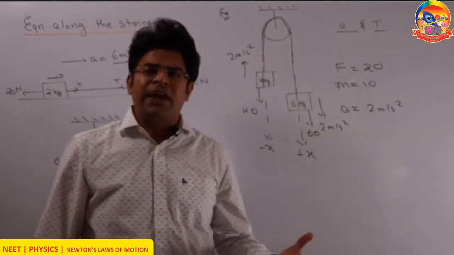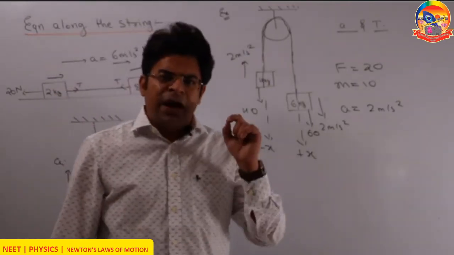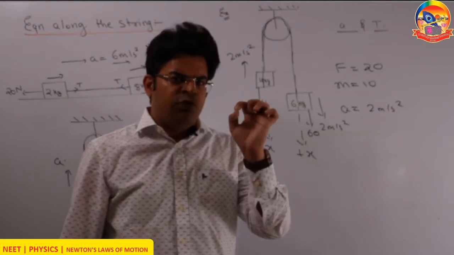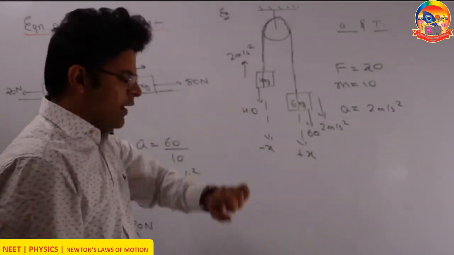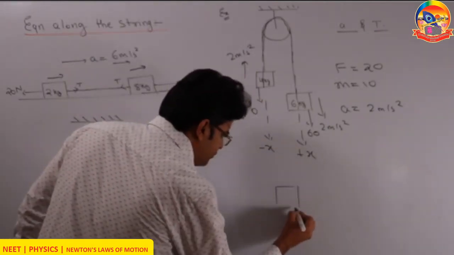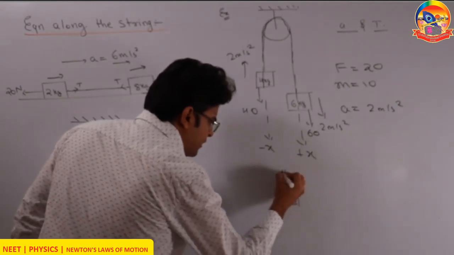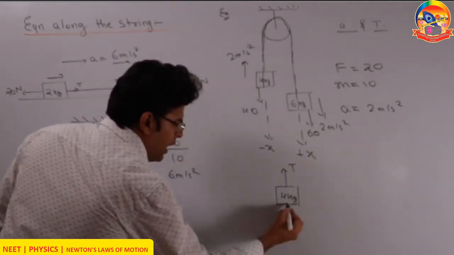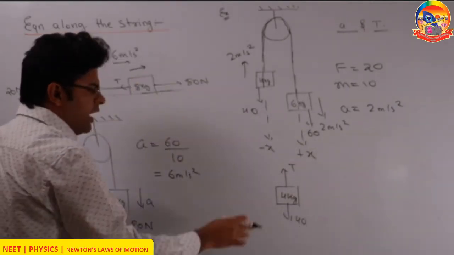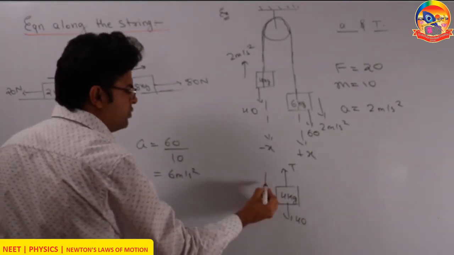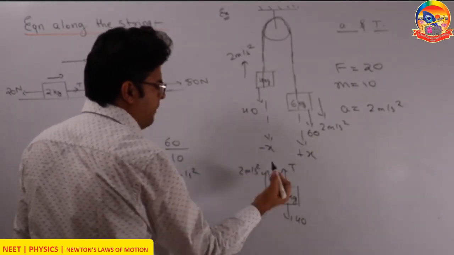But sir, how to find tension? Very simple. To find tension, you just have to look at any one of the blocks. Either look at 6 or look at 4. If you look at 4, let's say 4 has tension T up, a downward force of gravity 40 down, and under the influence of these two forces, it goes up with an acceleration of 2 meters per second square.